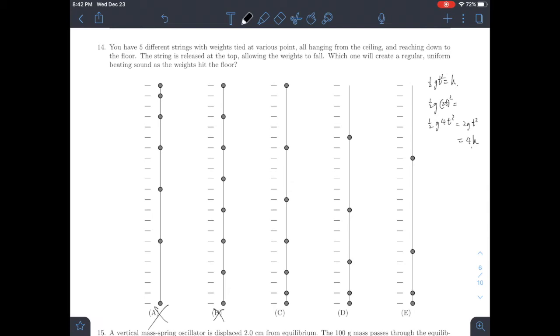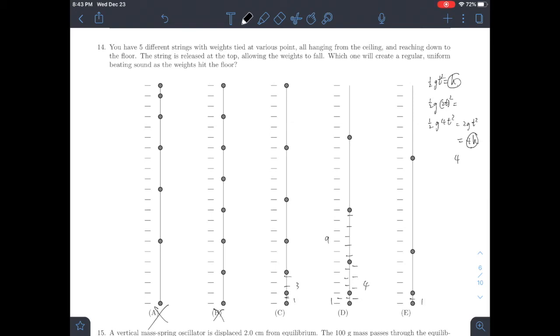So the first ball and the second ball have a 4 times difference. So let's count. In question number D, the first ball and the second ball have one distance. The first ball and the third ball have 4 difference. The first ball with the fourth ball have 9 difference.